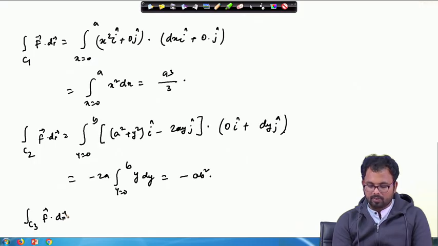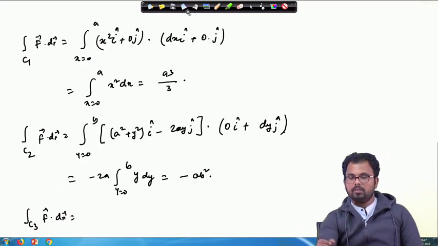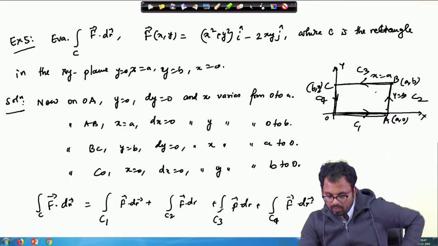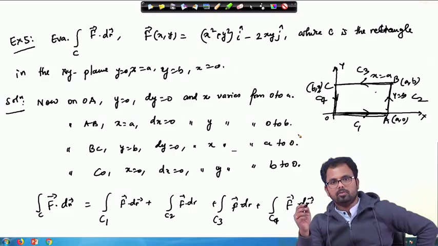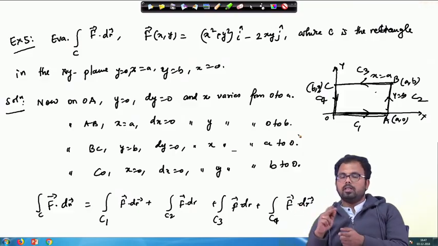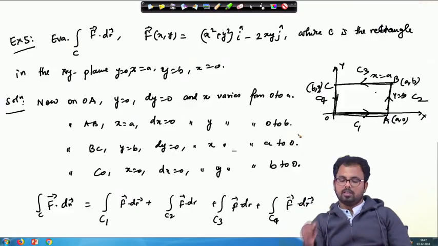And then similarly, if we integrate f along C3, that is the integral over C3 of f dot dr, this will be basically again y equals b, and then dy is 0, and then we substitute x running from a to 0. We reverse the limits, and then we reverse the minus sign.